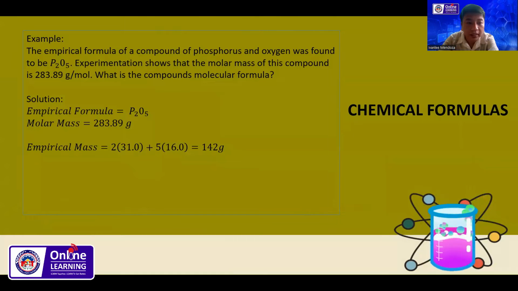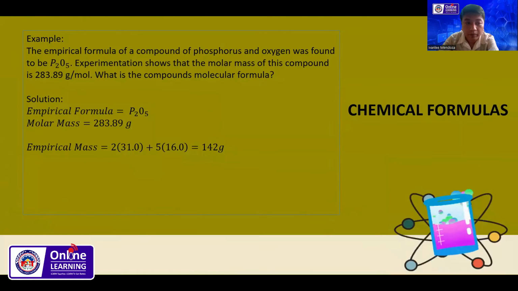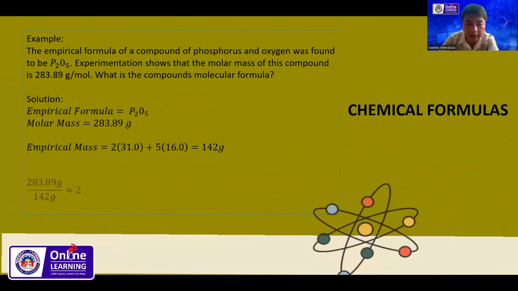Then after finding the empirical mass, you can now solve the ratio between the molar mass and the empirical mass by using this step.